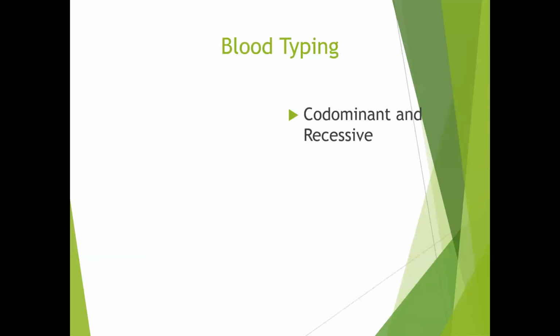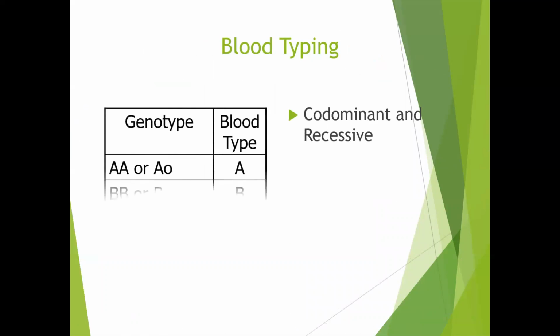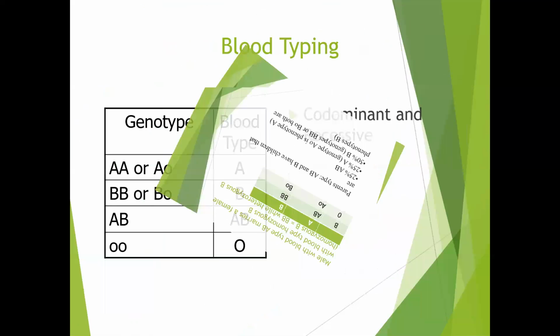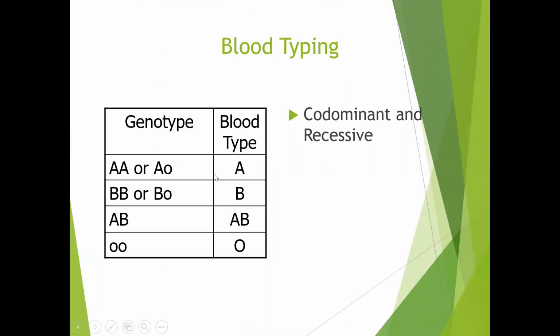Blood typing is kind of a mixture between codominant and recessive. So there are 4 blood types. They are A, B, AB, or O, and these are going to be the genotypes that code for the phenotype. So your blood type is actually the phenotype, what is expressed because of the genotype. So in the case of blood typing, A is dominant, okay, B is dominant. So when they're together, they're actually codominant.